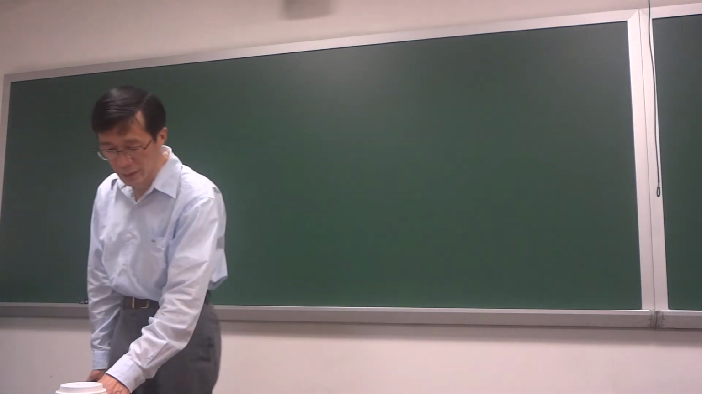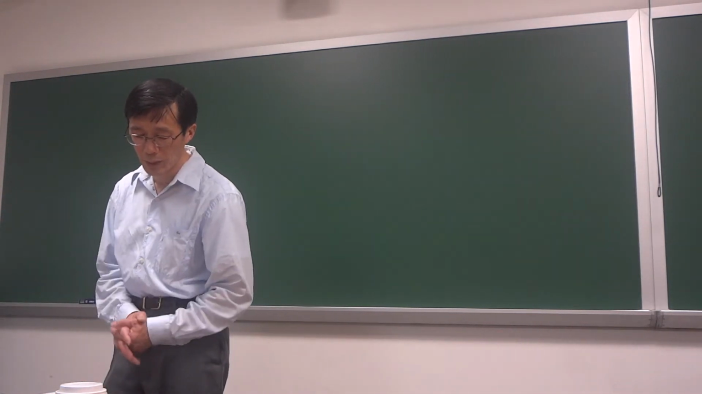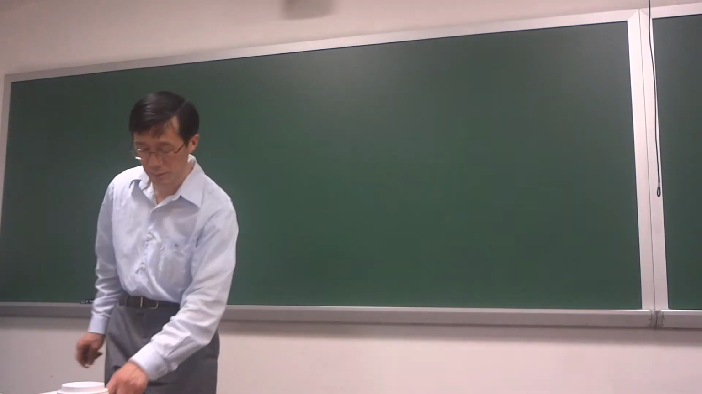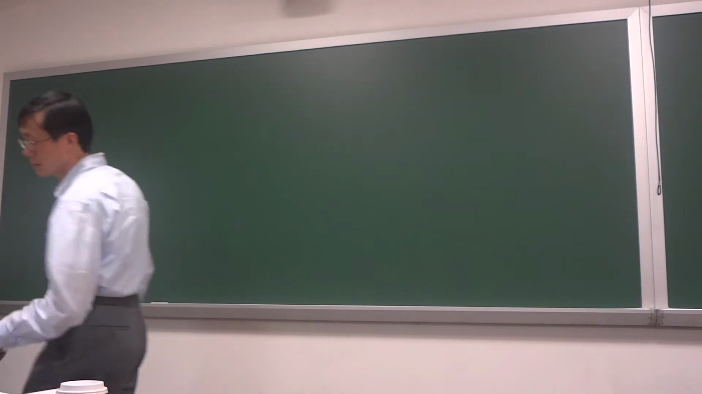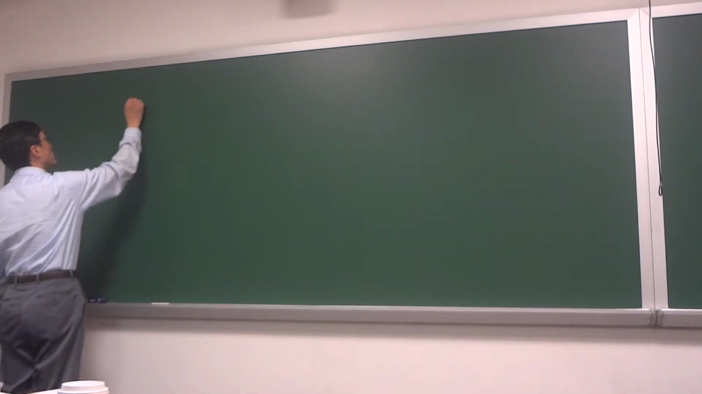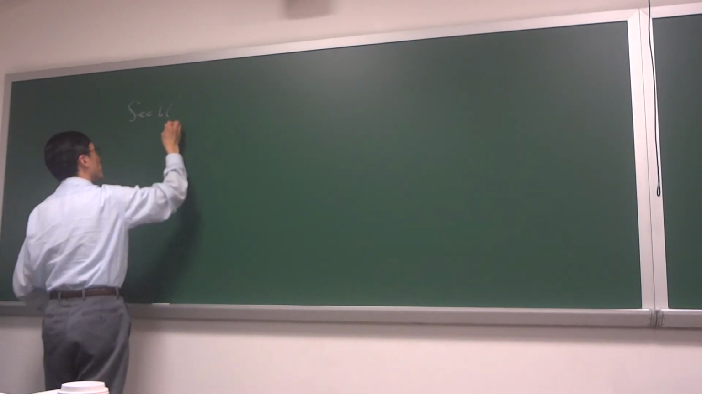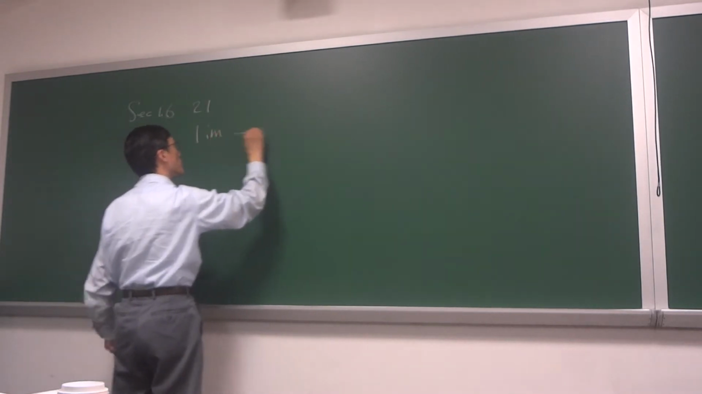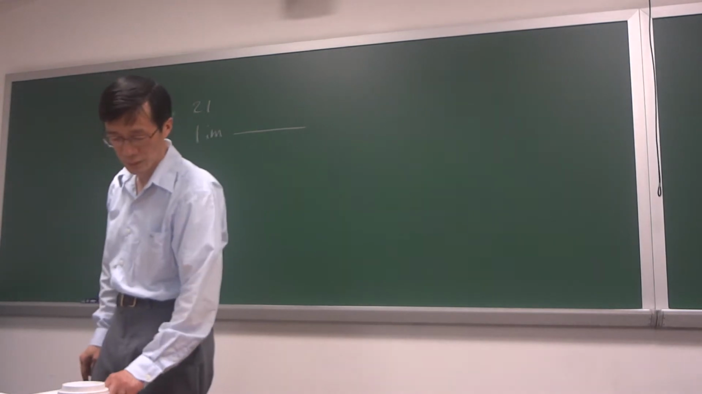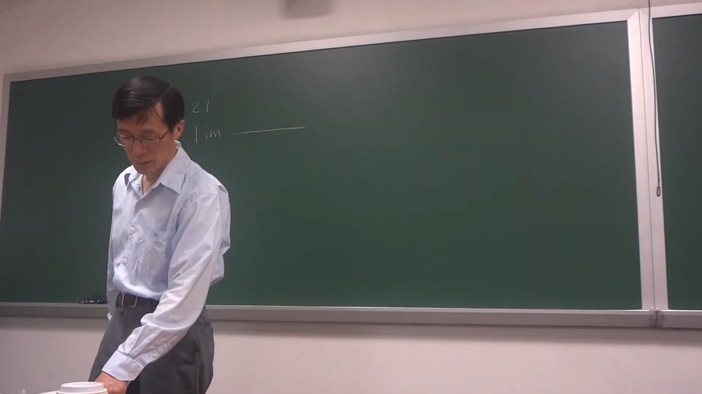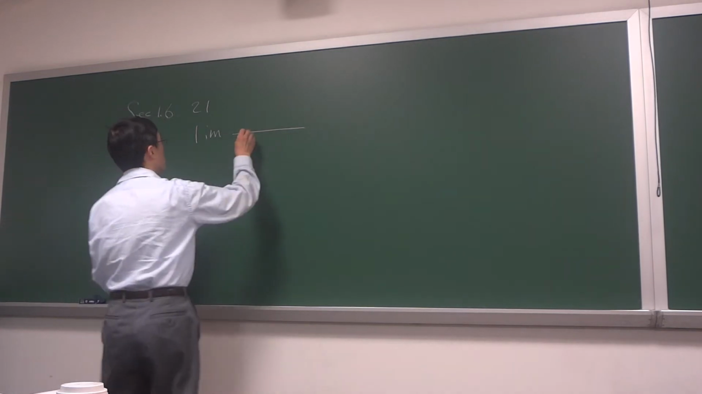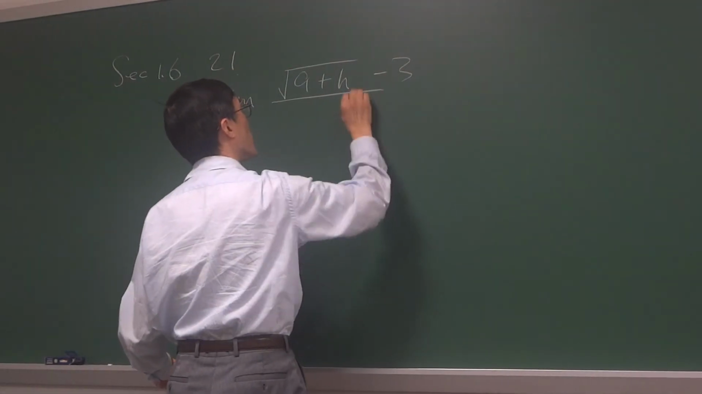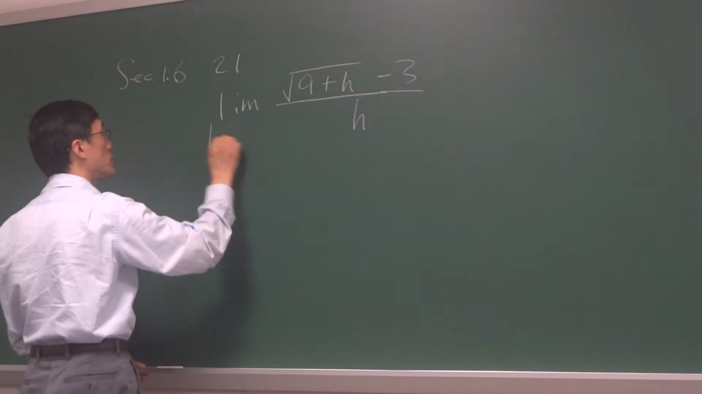So let's look at the number 21 here. So we have a problem concerning limit involving the square root. This is section 1.6. Number 21, we're talking about the limit of the square root of 9 plus h minus 3, over h, as h goes to 0.